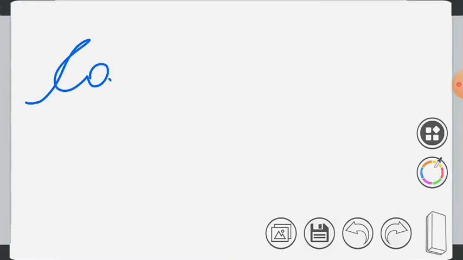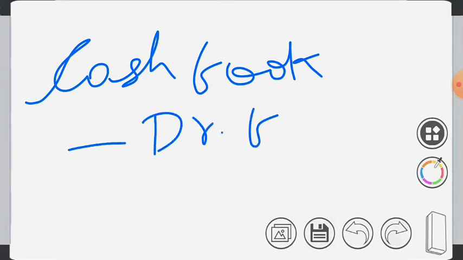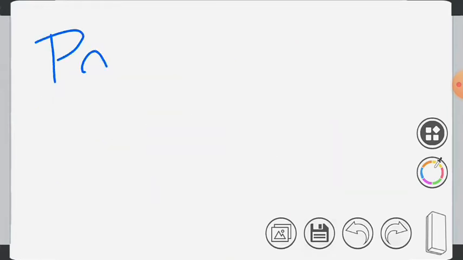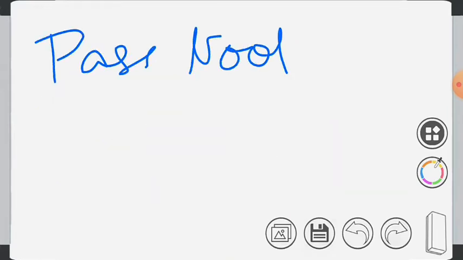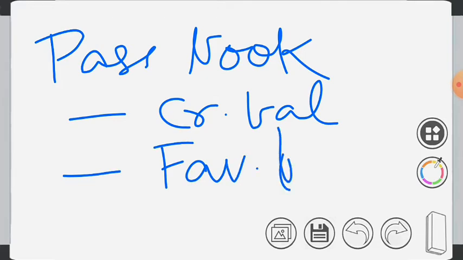The cash book, as we know, is of debit balance, or such debit balance is called favorable balance. When coming to the passbook, it is of credit balance, or favorable balance in case of passbook. Well, this is the main theme of bank passbook and cash book along with the bank column.